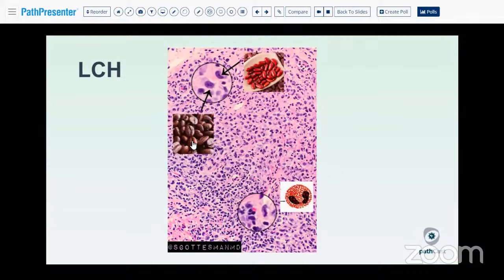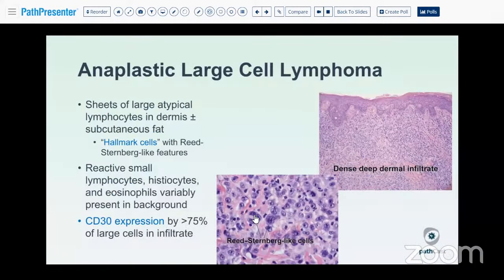We can see here all the different clues: the kidney bean-shaped nuclei, the coffee bean-cleaved nuclei, and our eosinophils, all in the mix in Langerhans cell histiocytosis.